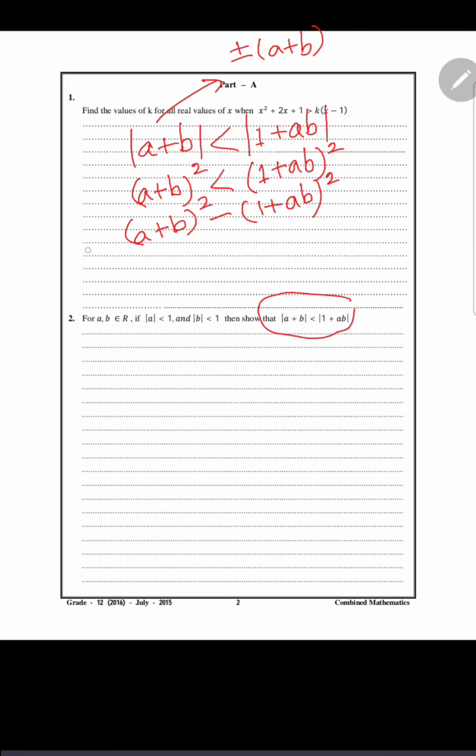Now you can consider this to start the question. We are starting from that. So I am going to consider (a+b) squared minus (1+ab) squared.